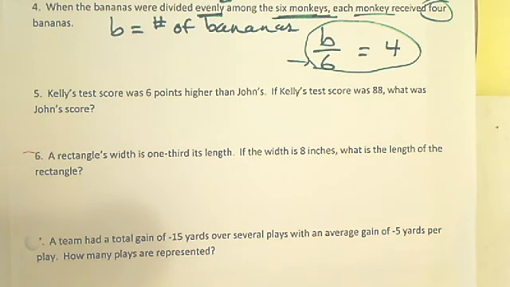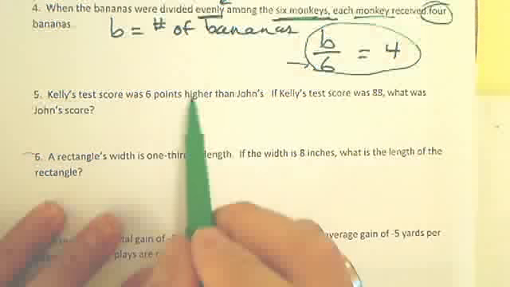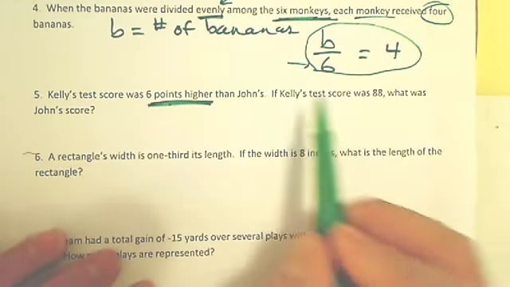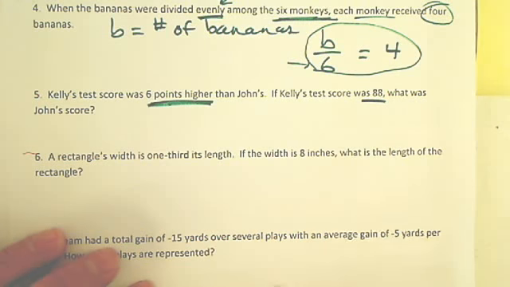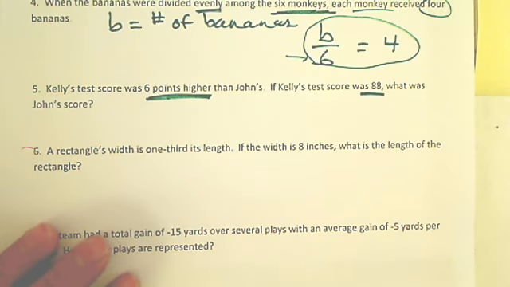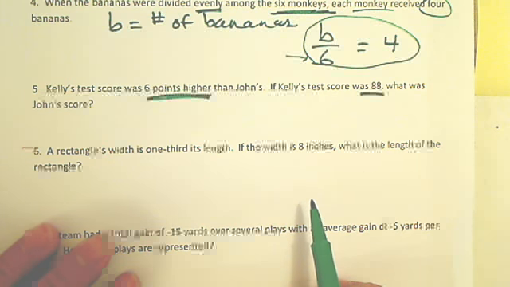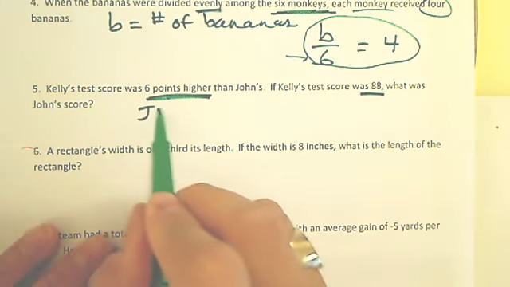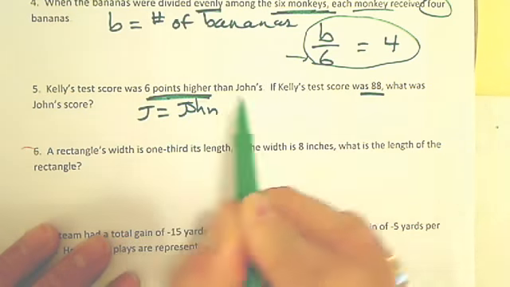Number 5. Kelly's test score was 6 points higher than John's. If Kelly's score was an 88, what was John's score? Looking at it, who made the higher grade? Kelly. She made 6 points higher, right? So let's set J equal to John's score.